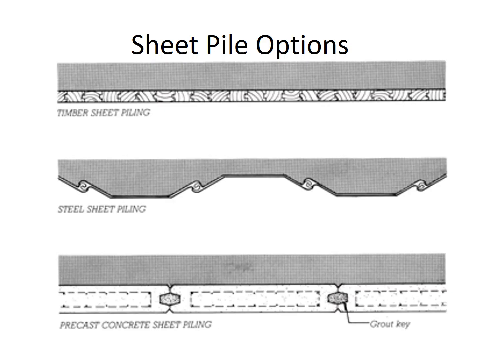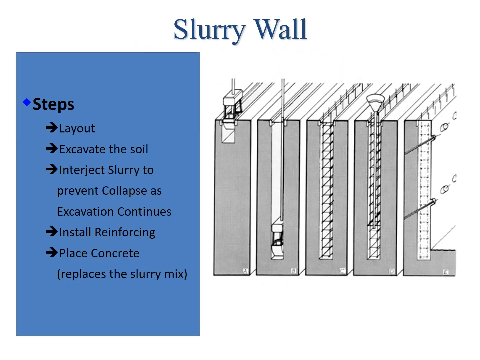So here are some sheet pile options, as they're called. You can see the timber sheet piling, how it's placed, or the steel sheet piling, which is more commonly used. These are driven vertically into the earth, and there's precast concrete sheet piling as well. They're all the same system using three different types of materials: wood, metal, or concrete. All of them shore up the excavation.